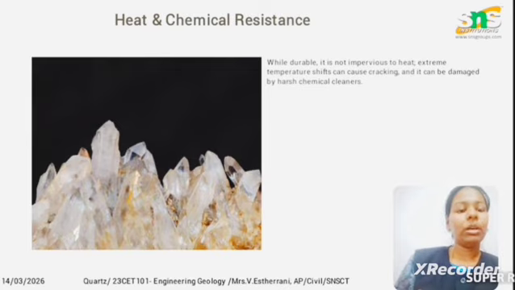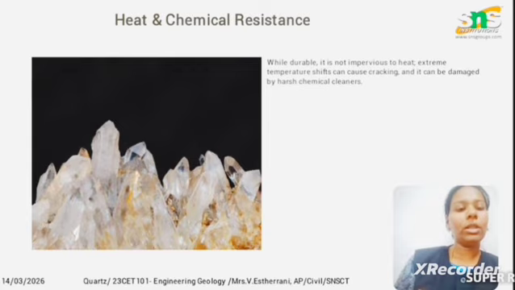It is very heat resistant, but extreme temperature shifts can cause cracking. When it has a quick change of cool and heat, it can be broken. So it has a cracking property. It can also be damaged by chemical reactions. So this quartz should be kept away from chemical reactions. Next one, it should not be cooled very fast, so it is weaker in heat and chemical resistance.